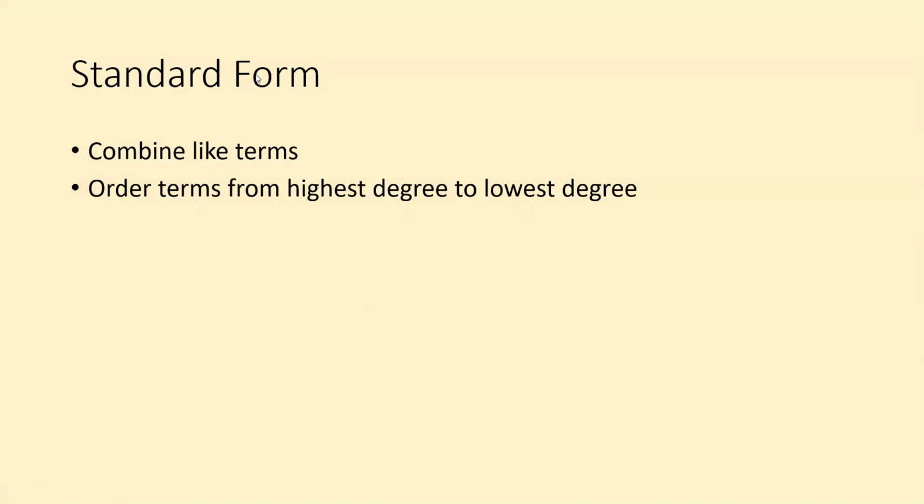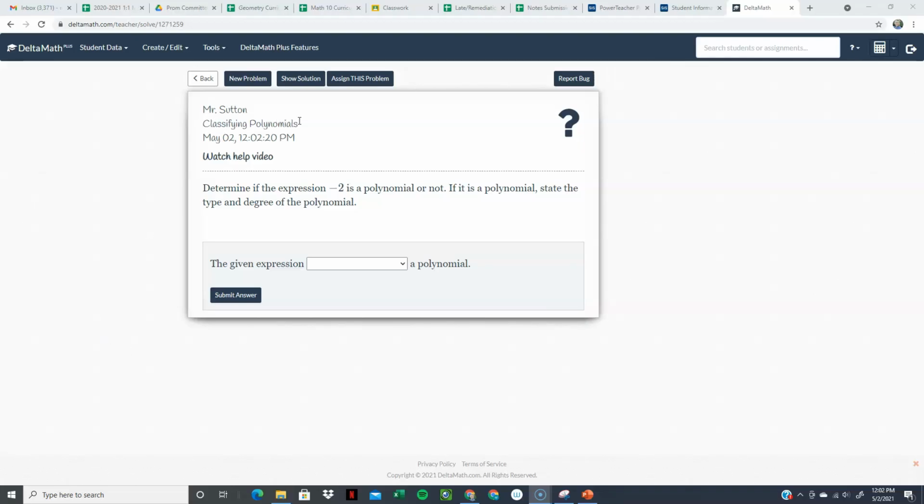And then the last piece of information for your notes before we get into some Delta Math examples is standard form. Making sure your polynomial is in standard form. You want to combine like terms, so terms that have the same variable with the same degree. And you also want to order your terms from highest degree to lowest degree to put it in standard form. So once you have this down, we're going to go to Delta Math and look at some examples. So first we're going to start with classifying polynomials.